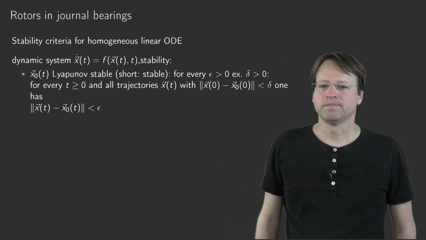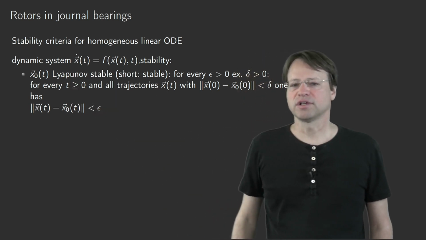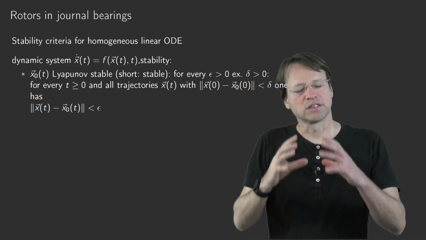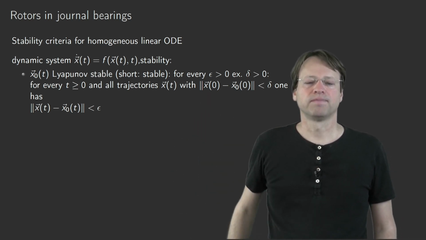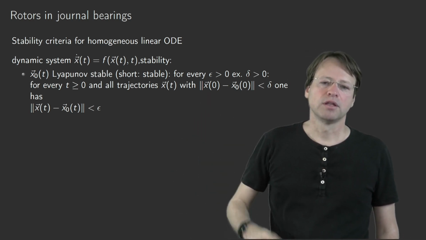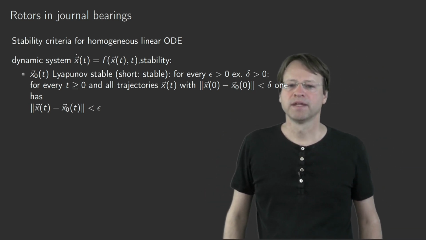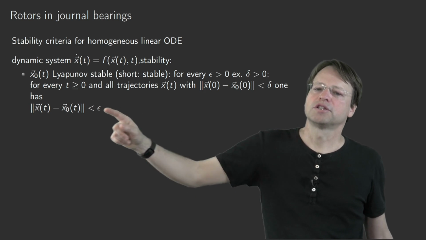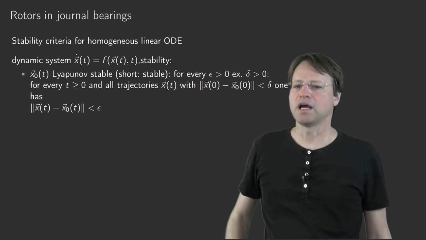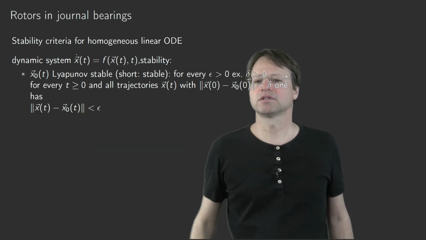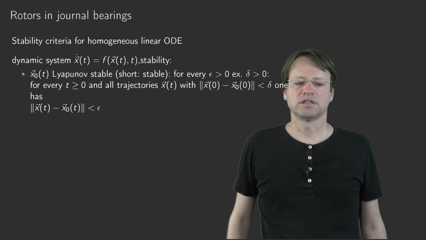So there is one solution x naught, that is the reference solution, and there are some other solutions starting with perturbed initial conditions. The perturbation is controlled by that delta parameter here, and all these trajectories remain in an epsilon tube, so to speak, around that reference trajectory x naught. That's what this definition tells you.